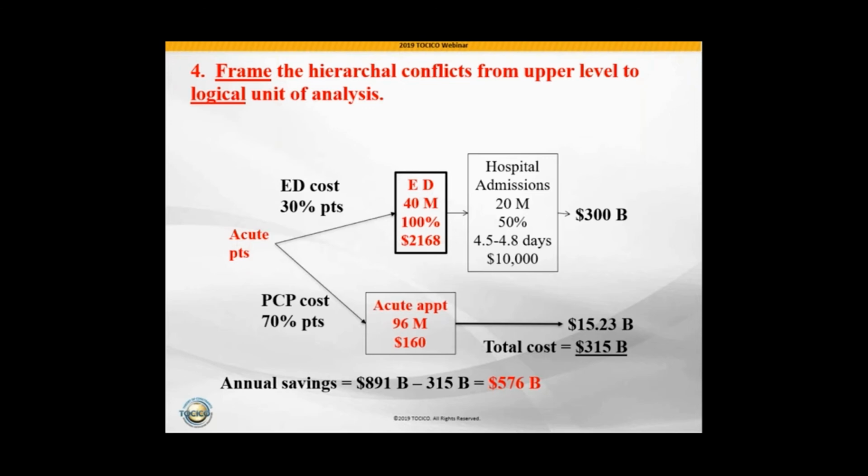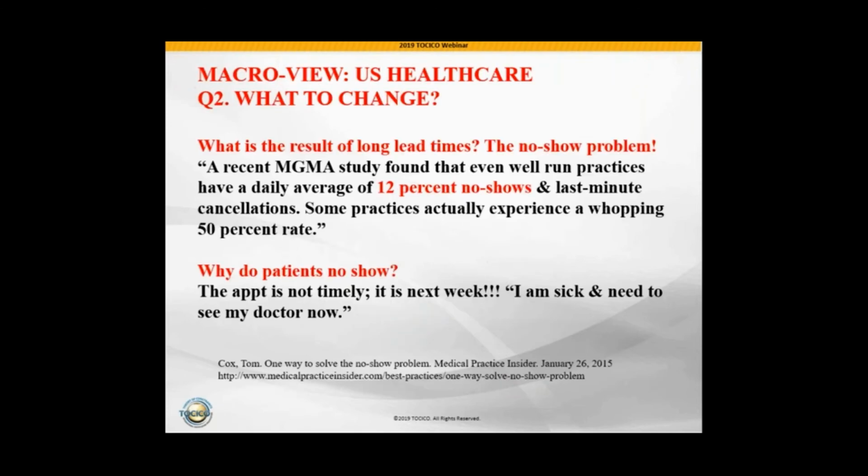Now, at the same time, recognize that the no-show rate is over 20% of a primary care provider's time. So the primary care provider, if they could effectively schedule and execute, could handle that 70% of patients. A recent study said even well-managed practices have an average no-show rate of 20%. Notice it also says that many practices have a no-show rate of 50%.